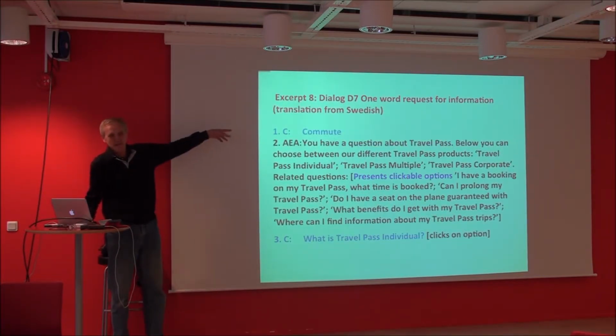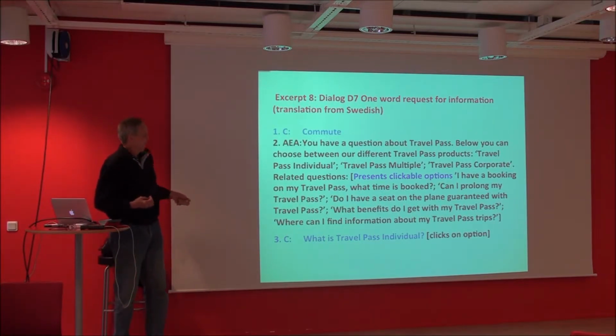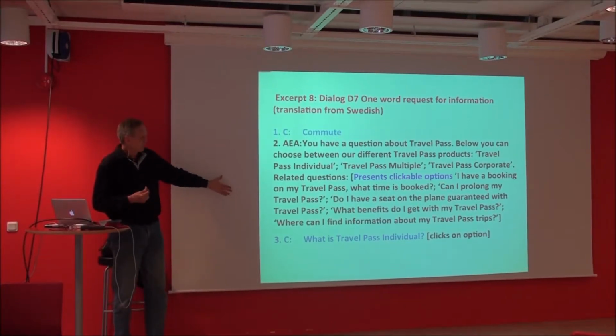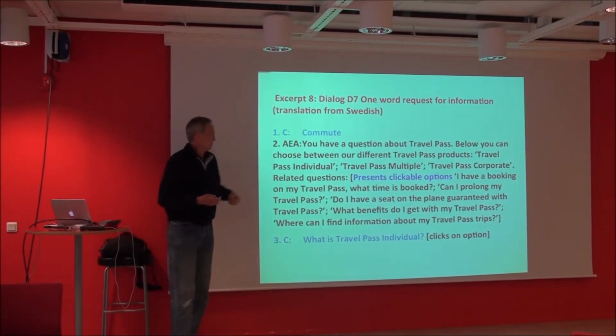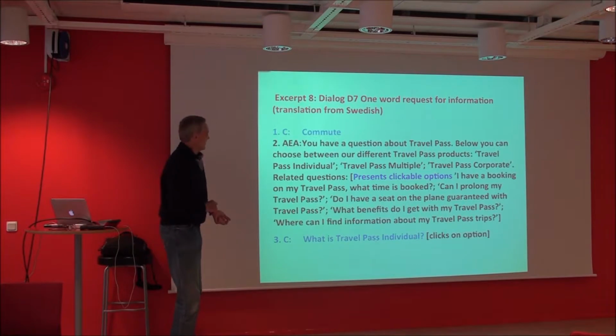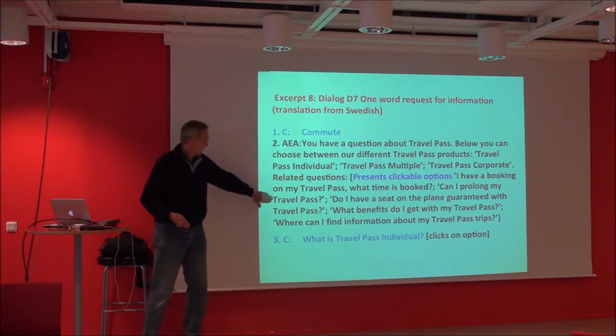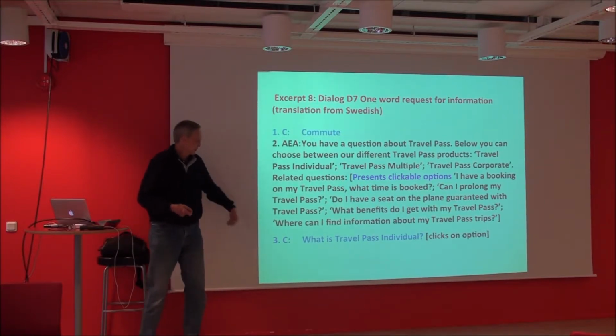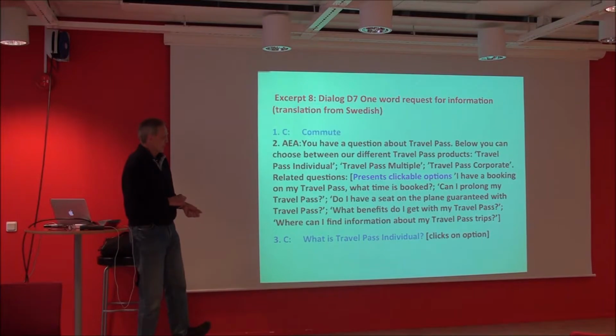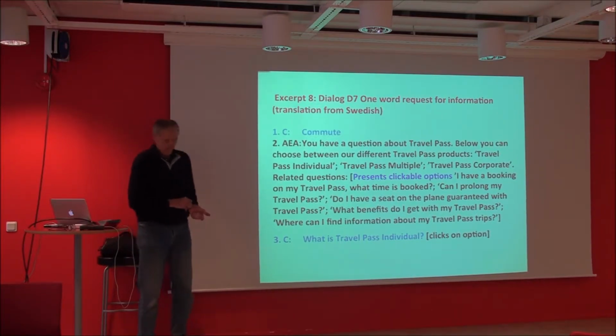And here's another question. This is the way you get tired when you have these agents, so you stop asking, you just write commute. This is now a query. And so you get another long list here from the agent. And again you get some clickable options. And then the customer selects one of those. One of the clickable options is travel pass here. So he clicks: what is travel pass with or travel pass individual.